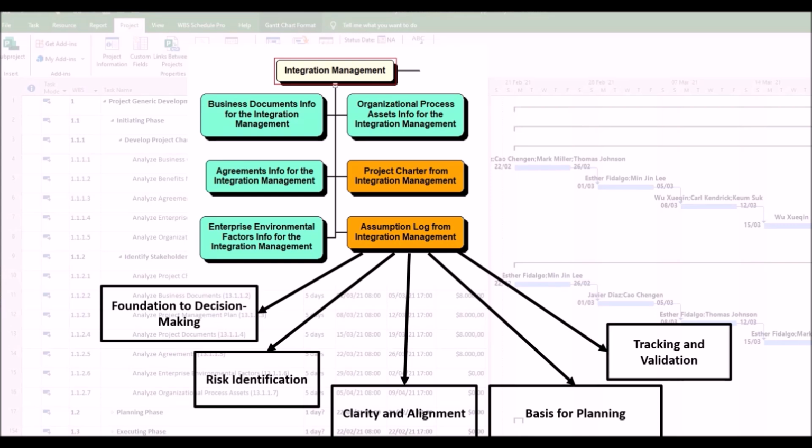5. Tracking and validation. As the project progresses, assumptions may need to be validated or revised. The assumptions log provides a centralized place to track changes, ensuring that the project adapts to new information or circumstances. 6. Communication tool. The log serves as a communication tool, ensuring that all team members and stakeholders are aware of the assumptions underlying the project. This transparency helps build trust and collaboration.